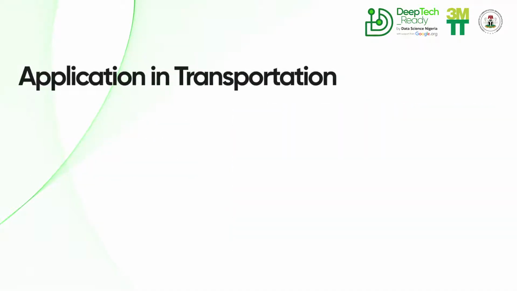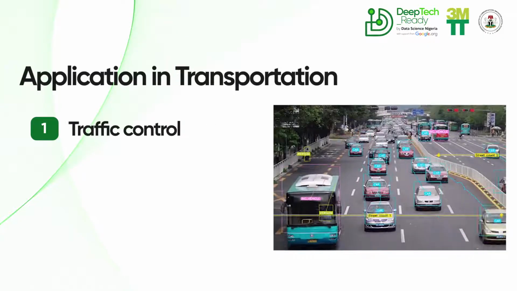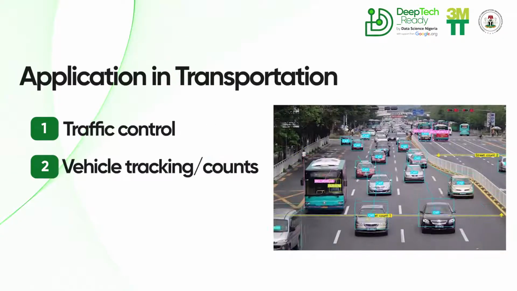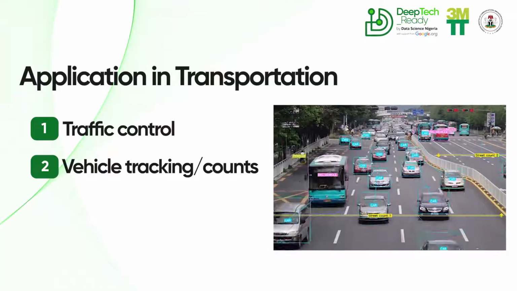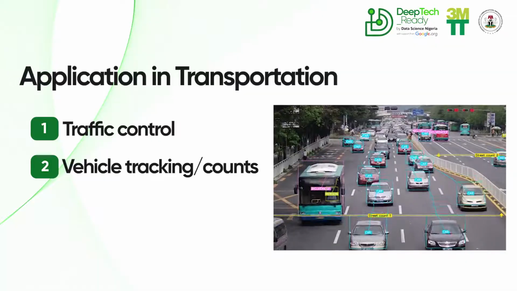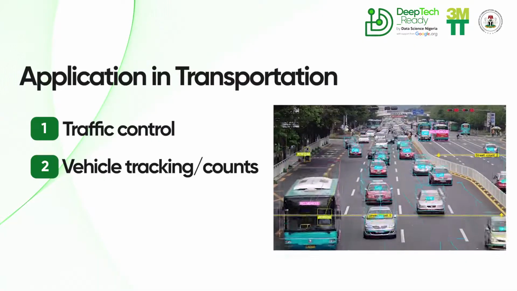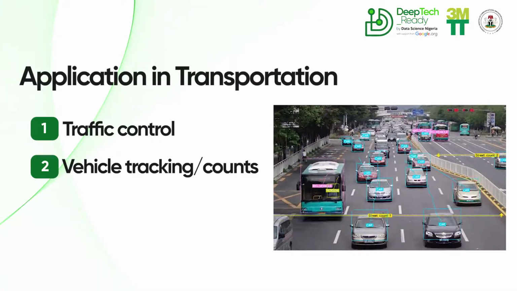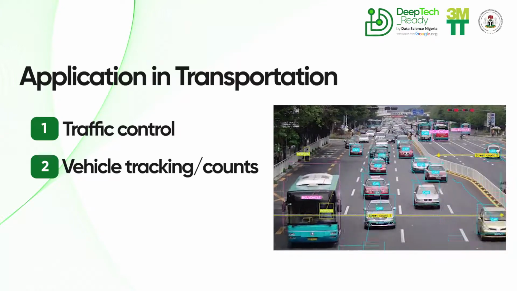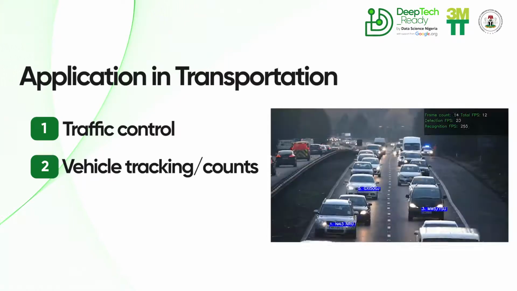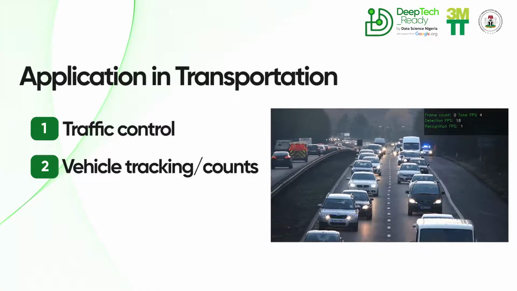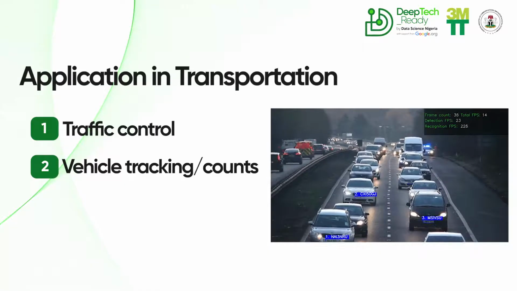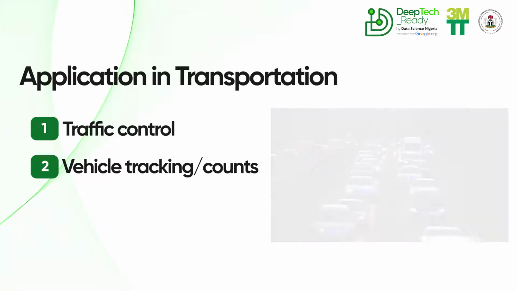Computer vision is also applicable in transportation, with respect to traffic control and vehicle tracking or counts. So if you're trying to build a computer vision model whereby you want to track a particular vehicle of a particular color, or count the number of vehicles that come into a particular location, with the aid of computer vision, that is very, very possible.